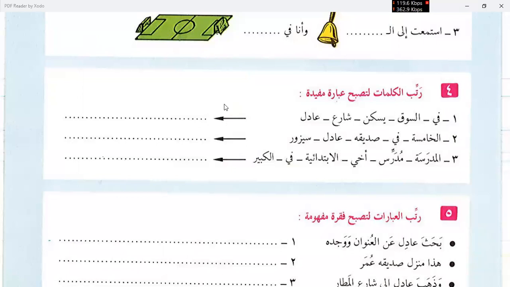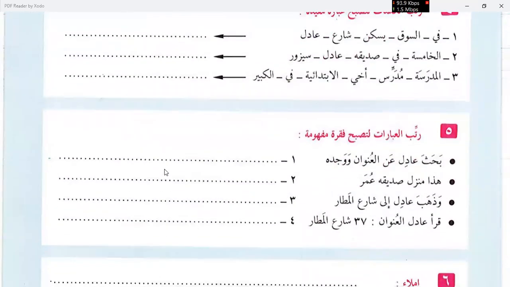Jazakallah. Arrange the words so that they become a meaningful phrase. Anyone can arrange them. What is the first sentence? Adil. Yes, kunu. Fishar is sook. Then Adilu sayazuru. Then Akhil Kabir. Madrasat Sanawiya. Madrasat Al-Ibtidaiya. Mudarrisun fil Madrasat Al-Ibtidaiya. Okay. Rattib al-ibarati litusbiha fikra mafhuma.